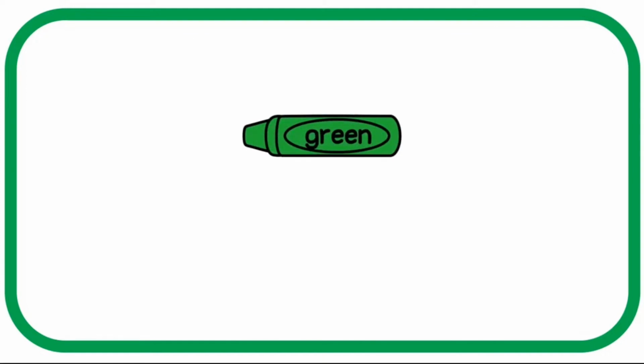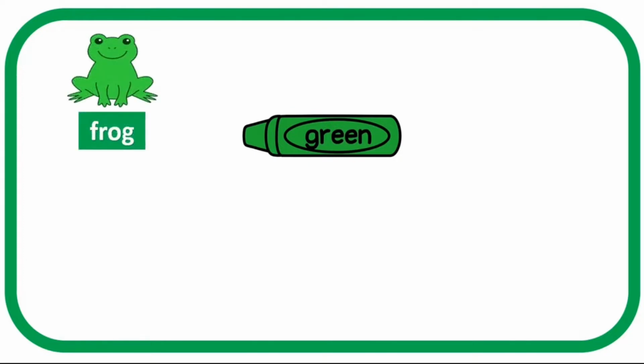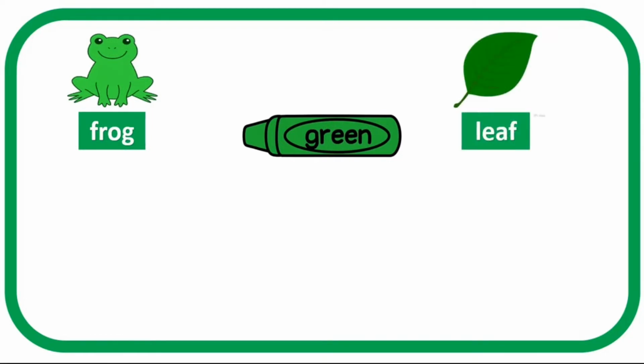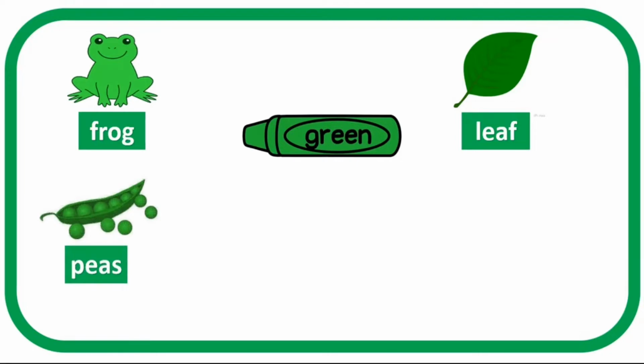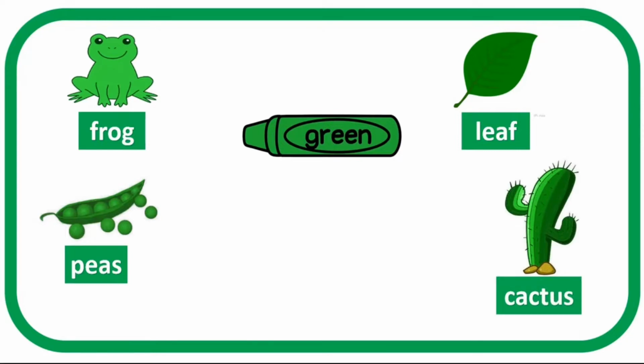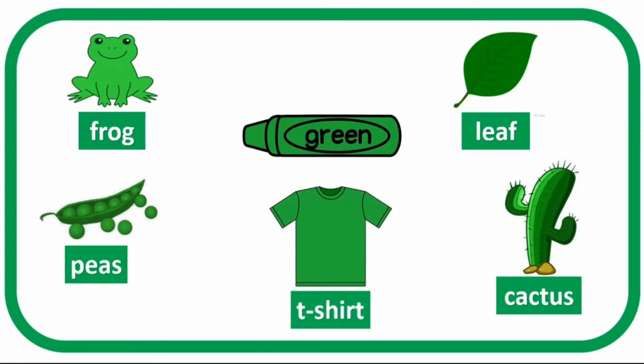Next, we have color green. Let's see some examples of color green. Green frog, green leaf, green peas, green cactus, and green t-shirt. Again, this is the color green.